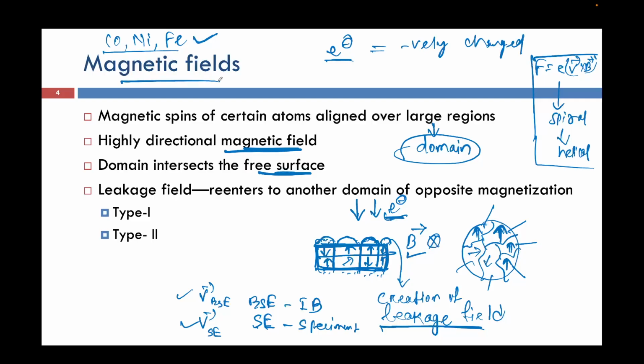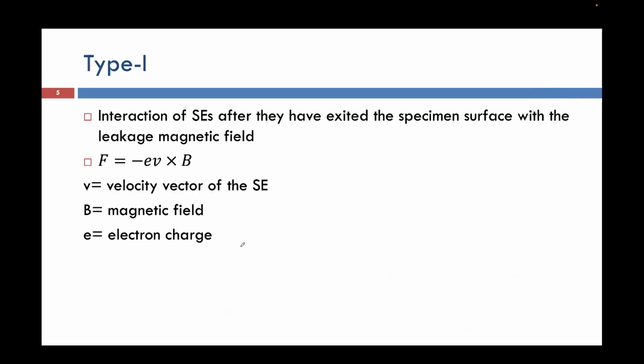And since one is AC and one is BAC, two types of magnetic contrast mechanism are there: type 1 and type 2. This type 1 contrast mechanism is related to AC, that means secondary electrons. This type 2 contrast mechanism is related to BAC, that means backscattered electrons. Okay, so we'll see what type 1 is.